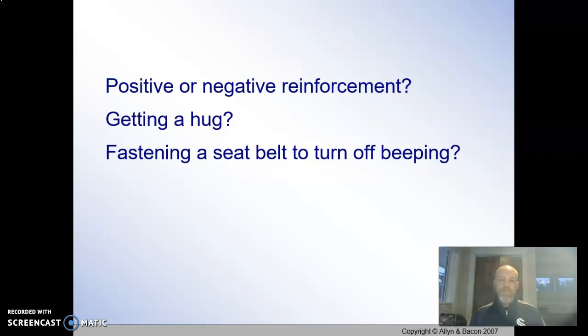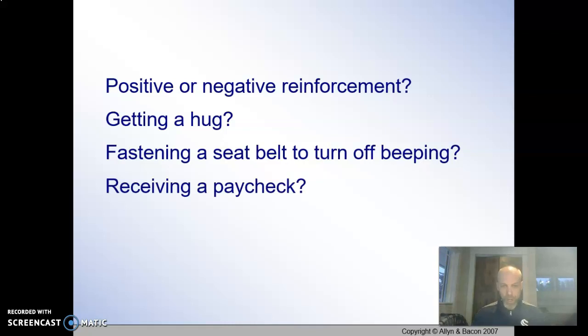Fastening a seatbelt to turn off the beeping would be negative reinforcement. Here it is. The behavior is fastening the seatbelt. You are taking away that annoying beeping sound in order to increase the behavior of fastening the seatbelt. Okay, negative reinforcement. You want to increase the fastening of the seatbelt, so you take away the annoying noise.